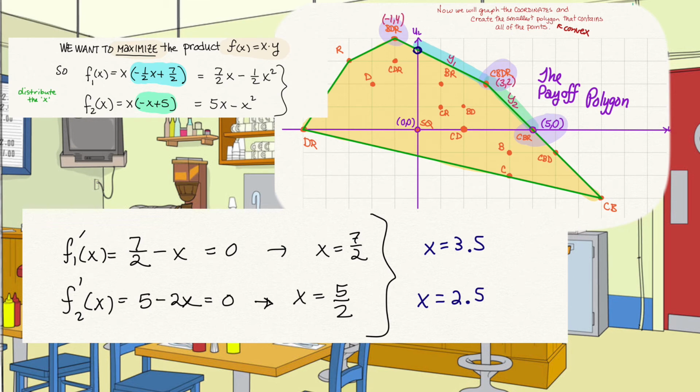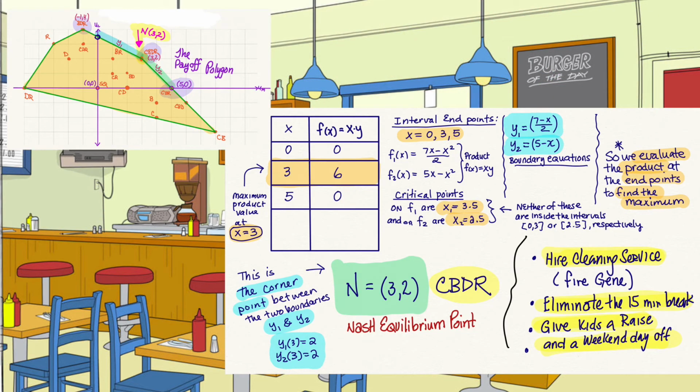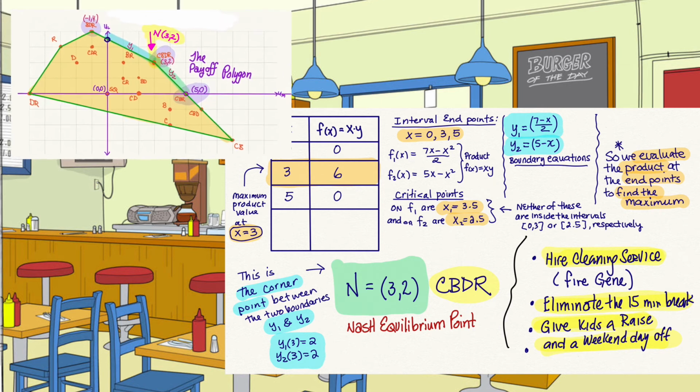We find that neither of these values fall within the intervals of interest, so we just have to check the endpoints of the intervals in this product. As it seems, x equals 3 provides the largest product, which is 6, so we use the x value of 3 in the boundary equation to get the Nash equilibrium solution, n equals (3, 2). That means that hiring a cleaning service, eliminating a 15-minute break, giving the kids a raise, and a weekend day off is the optimal solution here for Bob's Burgers.